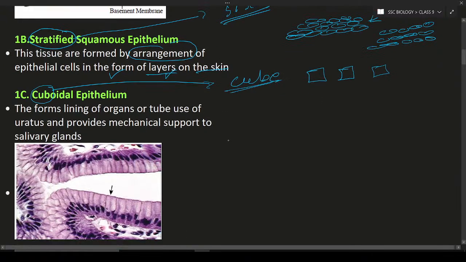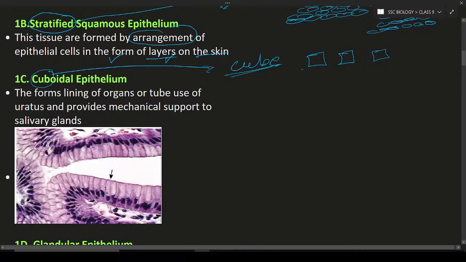These cuboidal epithelial cells form the lining of the organs, and the lining of the tubes of the ureters. Okay, not tubules, this is tubes. This is a small typing mistake. The spelling is ureters. So what are these cuboidal epithelial cells forming? They are forming the lining of the organs.